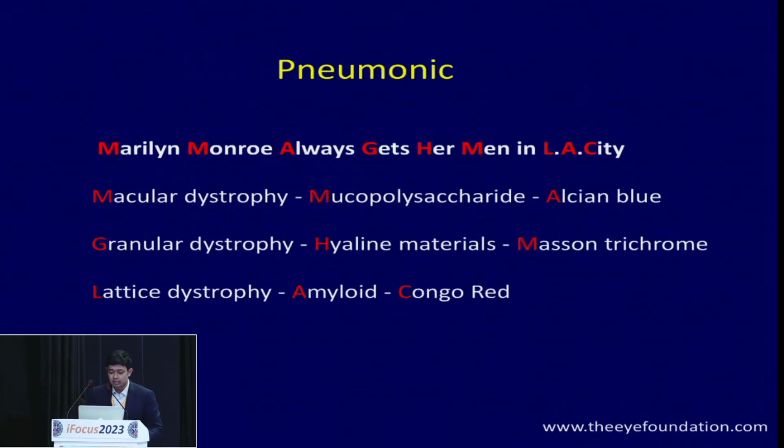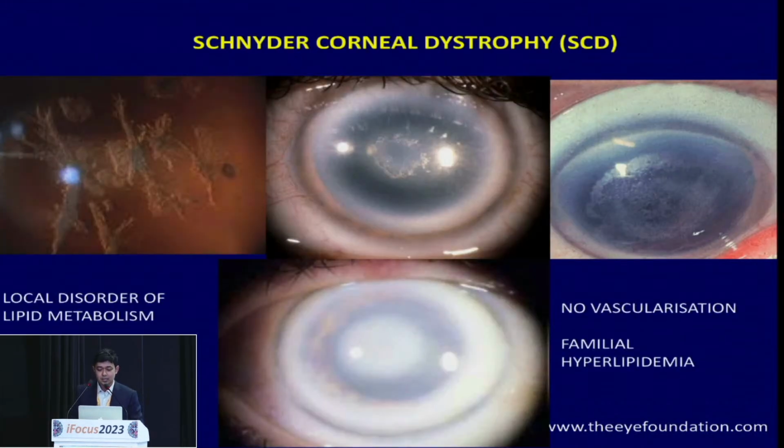And this fairly popular, I think, PG entrance exam mnemonic of Madeline Monroe always gets her men in LA City gives you for macular dystrophy, mucopolysaccharide, Alcian blue, granular hyaline, Masson's trichrome, and lattice amyloid Congo red. I think all of you can be happy that you don't have to remember these things for PG exams, but in case the examiner is curious, it's worth remembering.